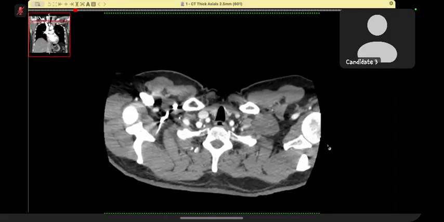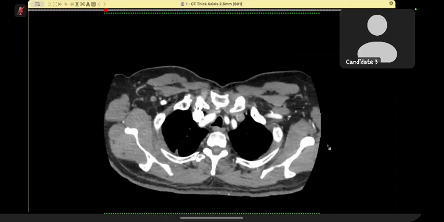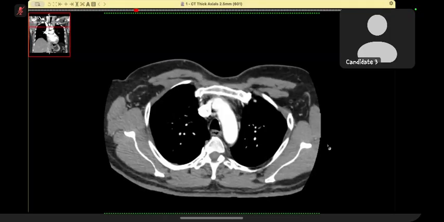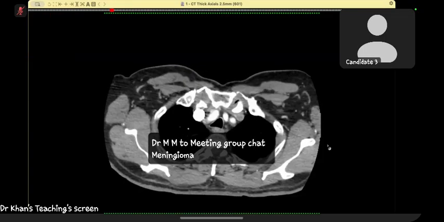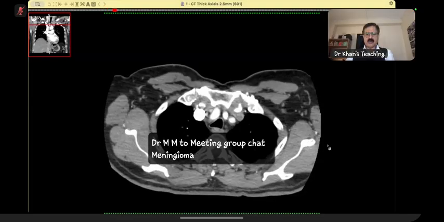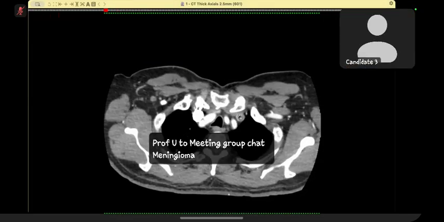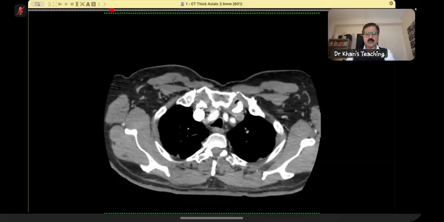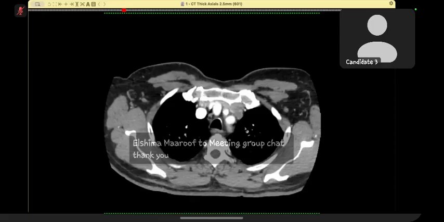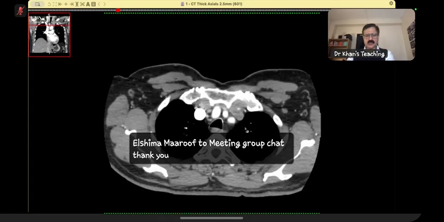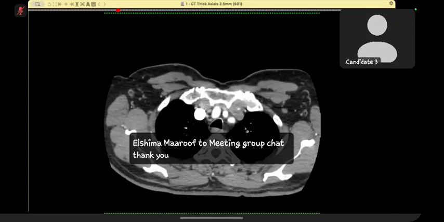These are the post-contrast CT chest axial images. I can appreciate a lobulated enhancing lesion in the left apex. Where is it, madam? No, don't worry, this is related to the joint. There is a bit of fluid in the sternoclavicular joint, so I'm not interested there.